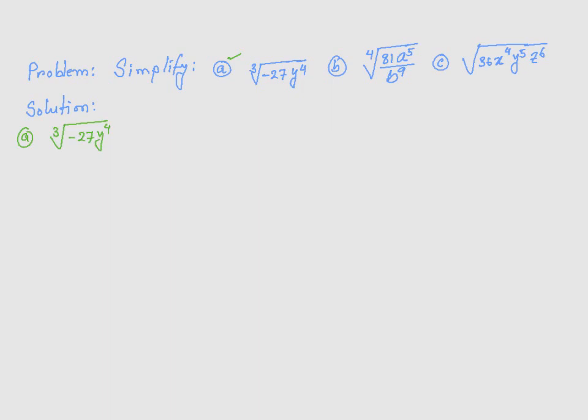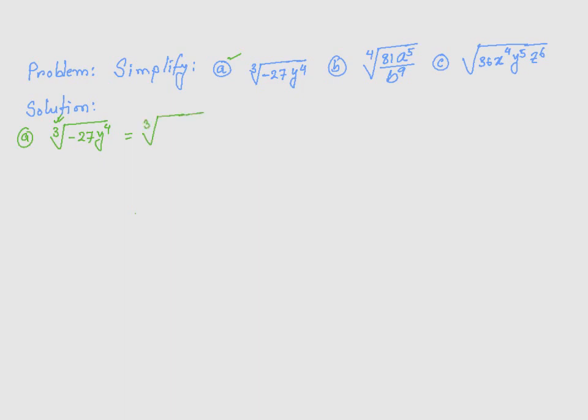In simplifying these types of problems, you should first look at the index of the radical, which is 3 in this case, and try to factor out the perfect cubes. If the index were 2, we would have factored out perfect squares. If it were 4, we would have factored out perfect fourth powers. Now, in our case, it's 3, so we are going to try to factor out perfect cubes.